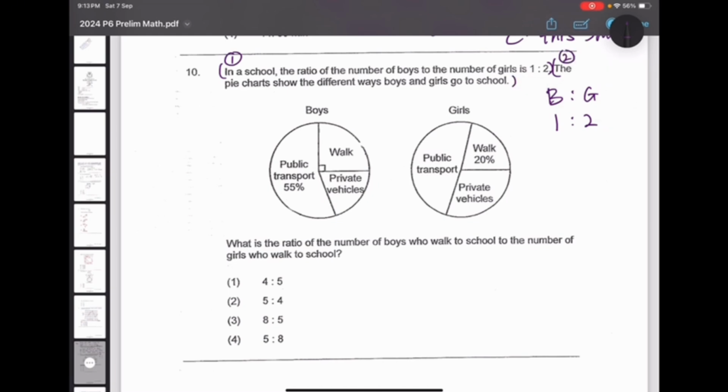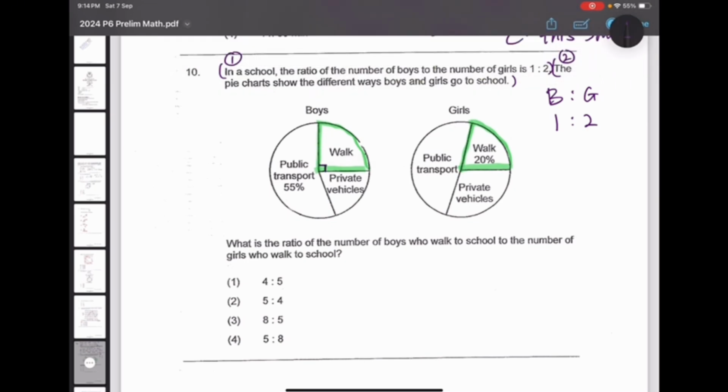What is the ratio of the number of boys who walk to school to the number of girls who walk to school? Before tackling this question, we want to direct our attention to the pie chart and to know that this is what we need to focus on, right? The boys and the girls who walk to school. Let's look at the boys first.